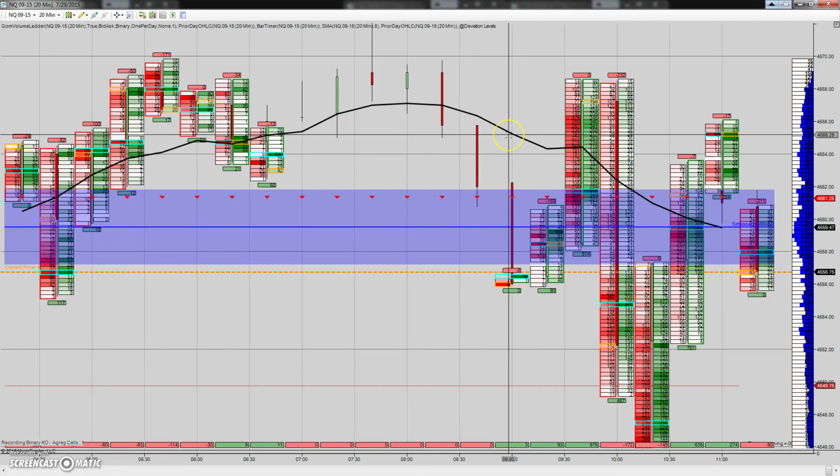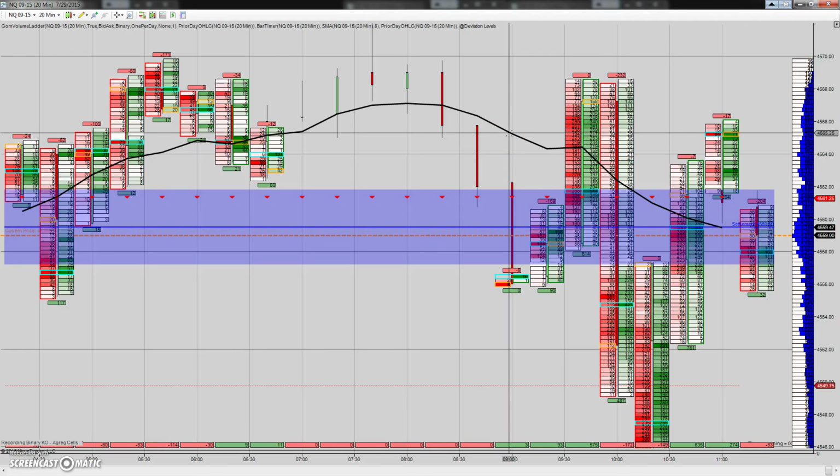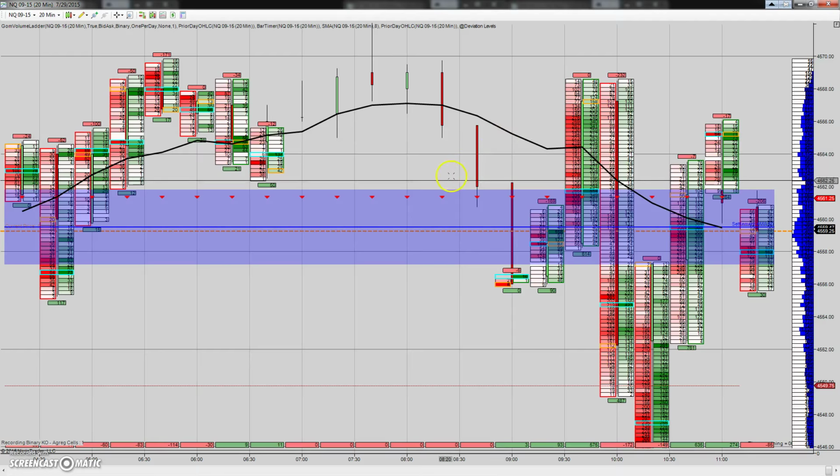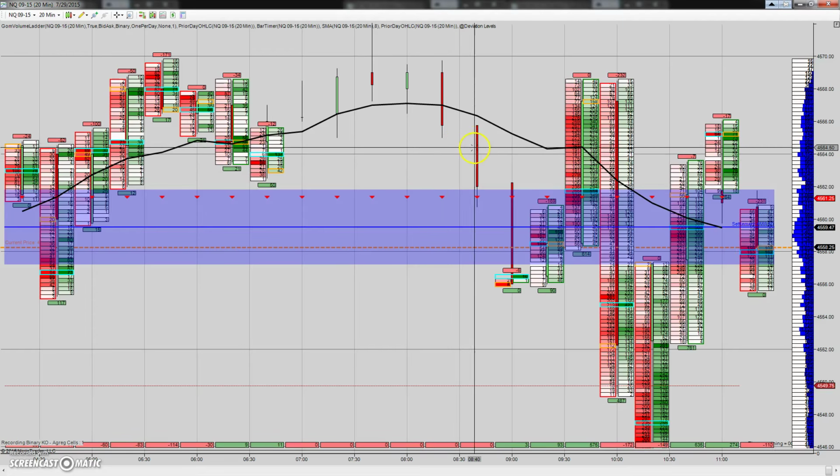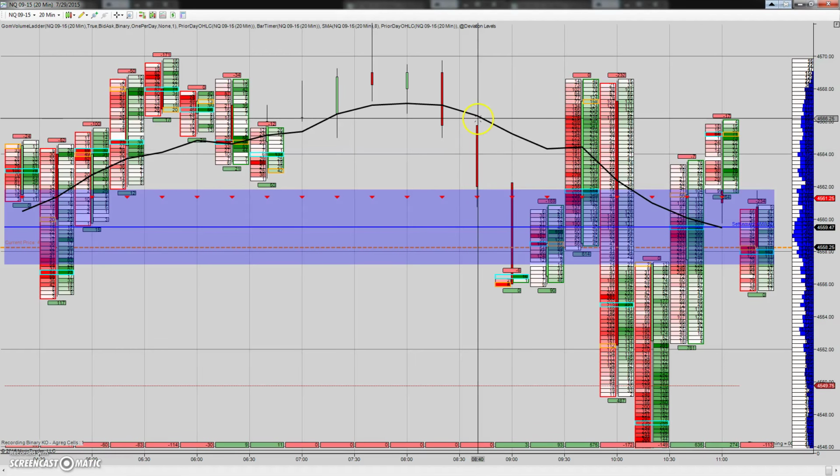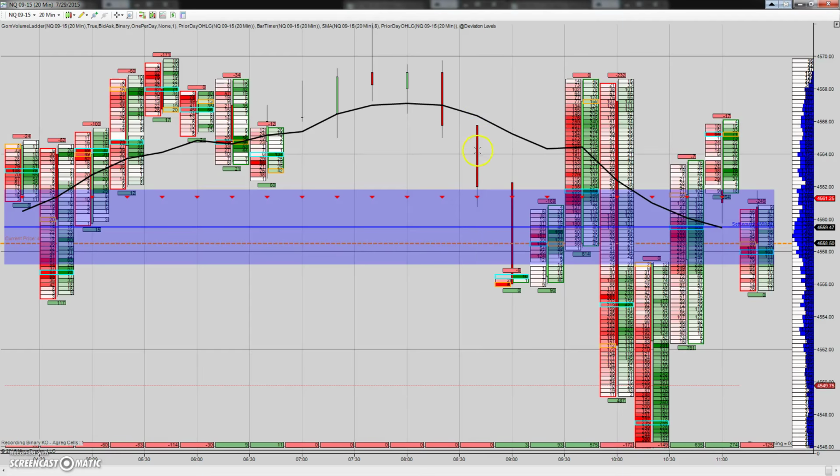So this strategy is based off of this black line. This is the 8 simple moving average line. And what we are looking for are bounces off of it. So for example, I'm going to use this bar right here as an example. This bar closed down here. It closed below this 8 moving average. So what I'm looking for are bounces off of the 8 moving average in a sell position.